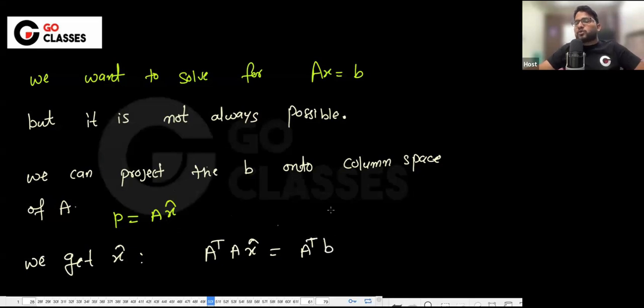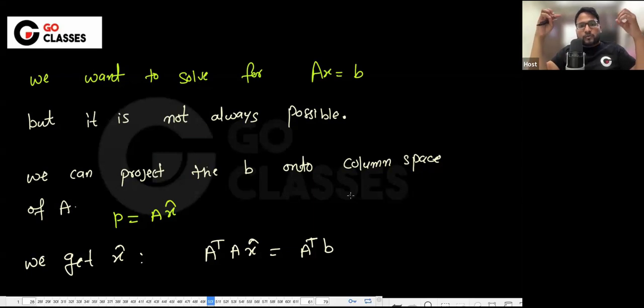Okay. This is the solution of X cap. So basically, instead of solving for X equal to B, I am saying let's just project B. Okay. So I will be getting some P. After projecting, I will be getting some P, which is AX cap, right?